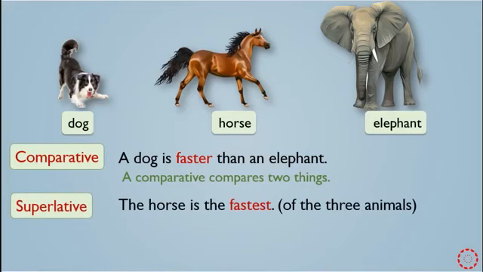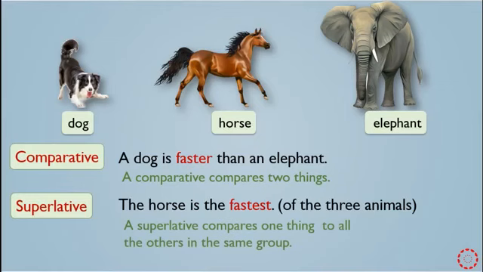And now let's make a comparison between these three animals. The horse is the fastest. It means the horse is the fastest of the three animals. A superlative compares one thing to all the others in the same group.